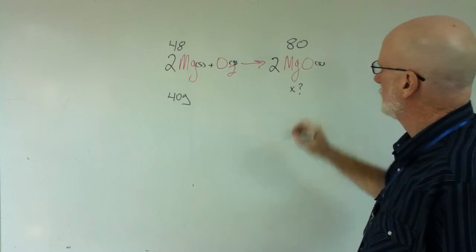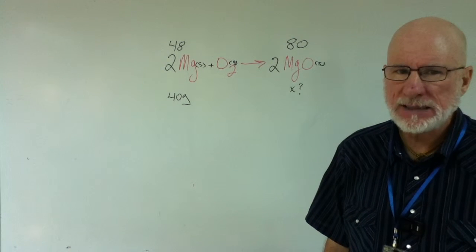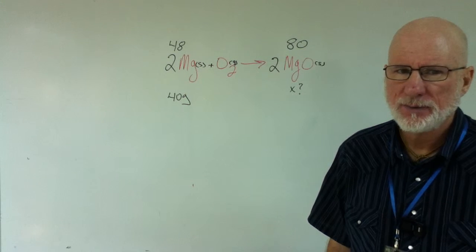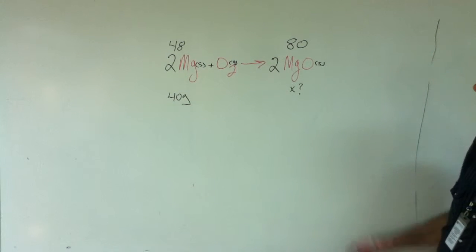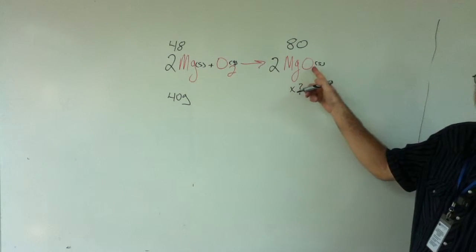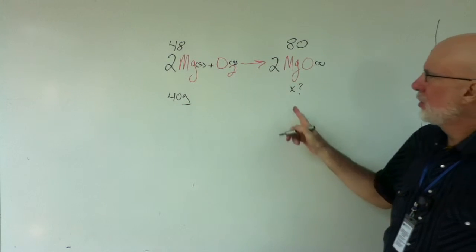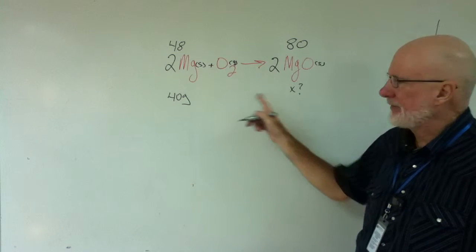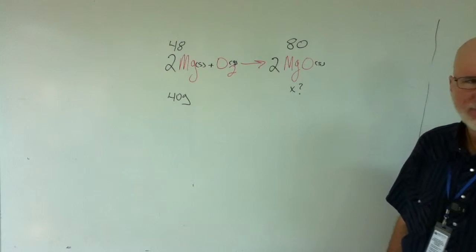Wait, magnesium's mass is 12? Yeah. Of course, atomic number is 12. Sorry, I was looking at the atomic number. That's okay. So magnesium is 24 plus 16 is 40, right? Times 2 is 80. Okay. So what mass of this am I going to get if I have 40 grams of magnesium?